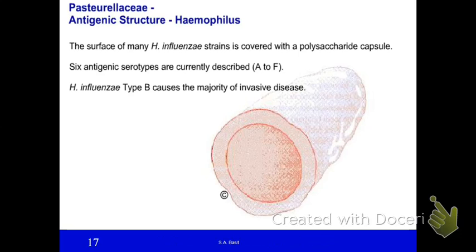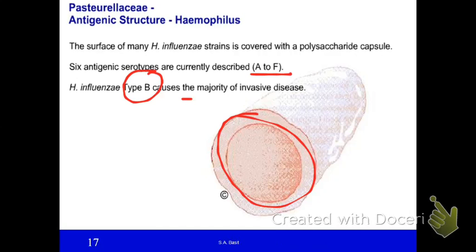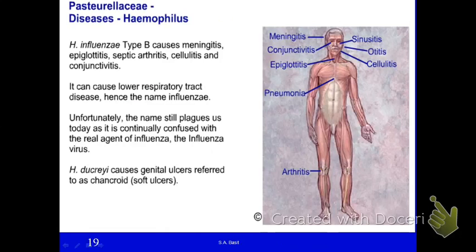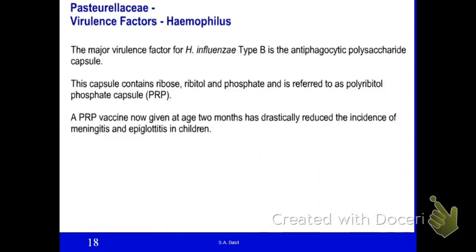So, this is how the capsule would appear. The capsule surrounds the bacterial cell. There are 6 strains, but type B is the one that could cause the majority of the invasive disease. I did mention already the composition, the PRP, the ribitol phosphate. The PRP vaccine is also being given to reduce the incidence of meningitis and epiglottitis.